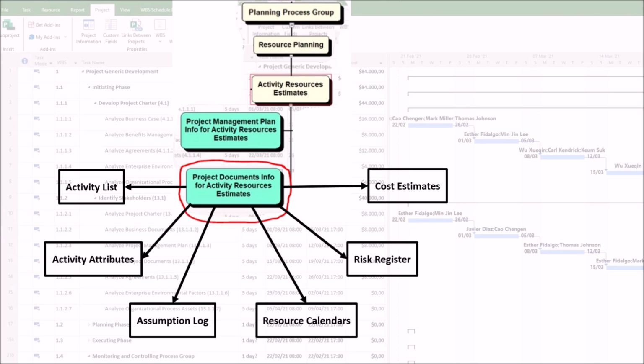These documents do not work in isolation. The process relies on a combination of these inputs to produce key outputs such as the resource requirements, detailing the types and quantities needed, the basis of estimates, documenting how the estimates were derived, and updates to the very documents it uses, like the activity attributes and assumption log.